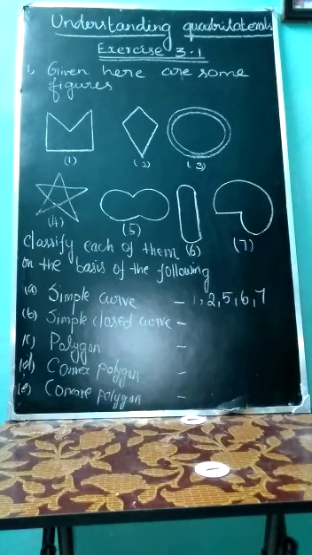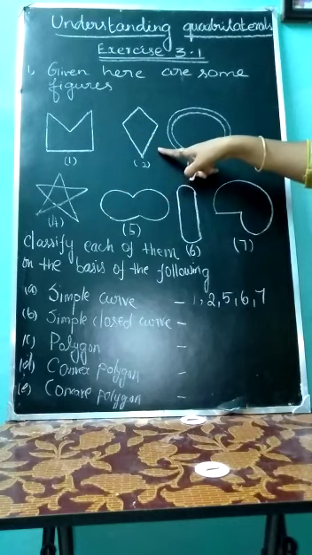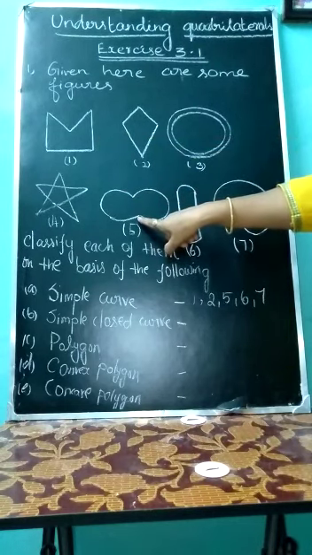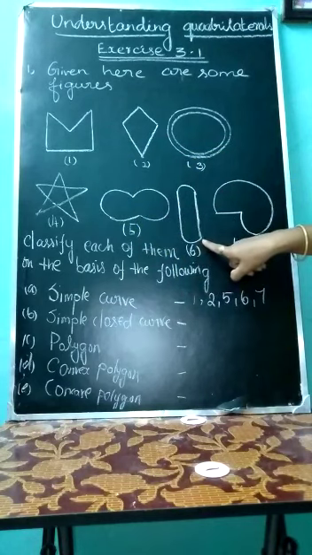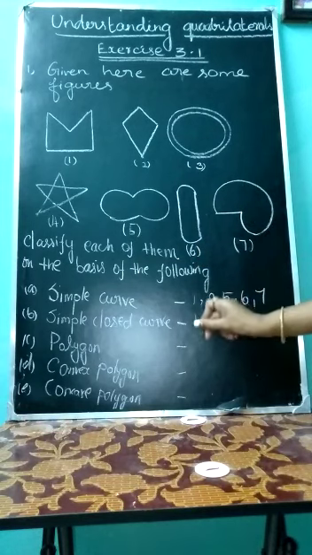The next subdivision is simple closed curve. Simple closed curve also has the same figures only, because this is a simple curve that is closed. The fifth one also simple closed, and the sixth one also simple closed. The seventh one also simple curve and closed only. So we have to write the same answer for the second subdivision also.